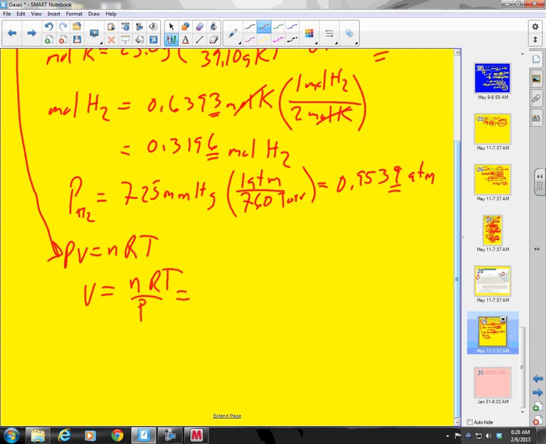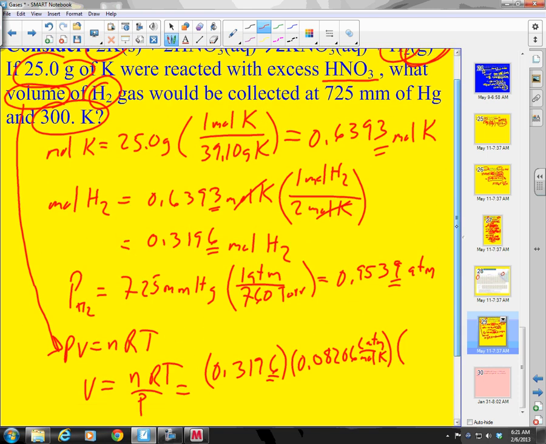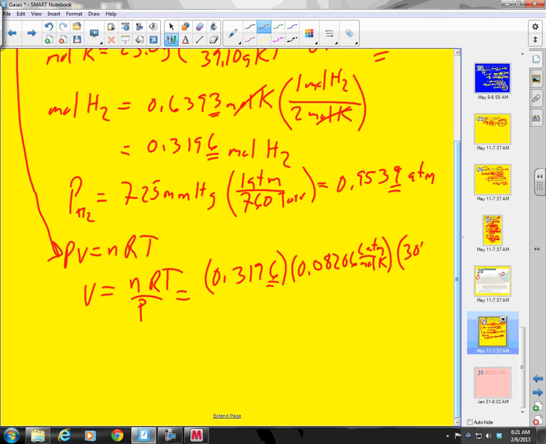n we said is 0.3196. R we know well, 0.08206 liter atmospheres per mole Kelvin. Temperature is 300 K. Yeah, I like it when they give it to me in K. And my pressure is 0.9539 atmospheres. Let's run the numbers.